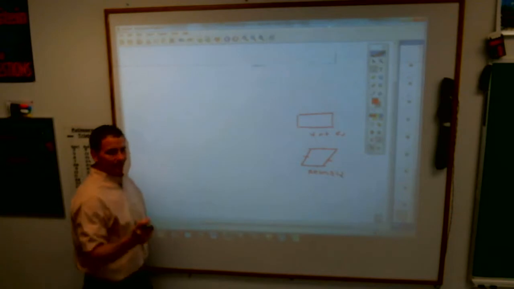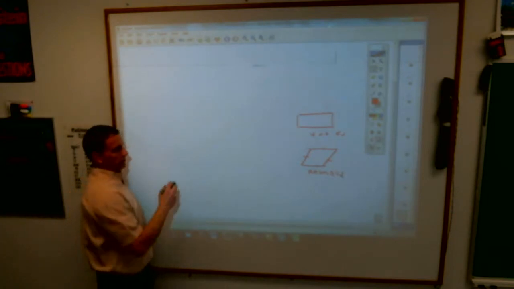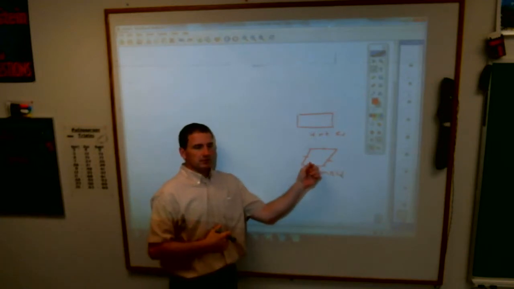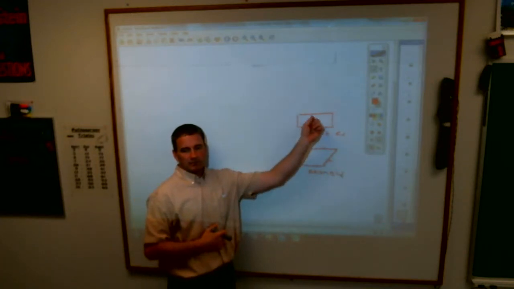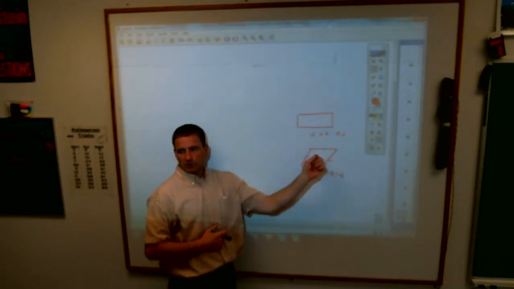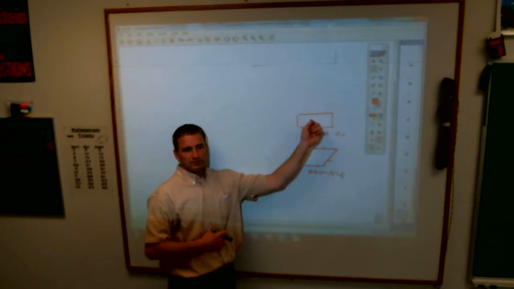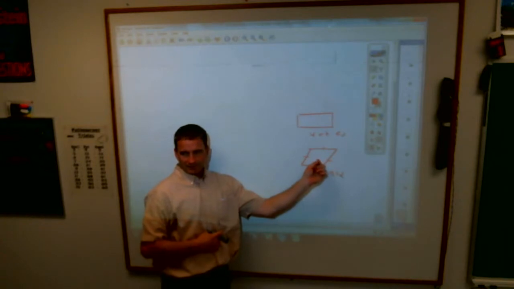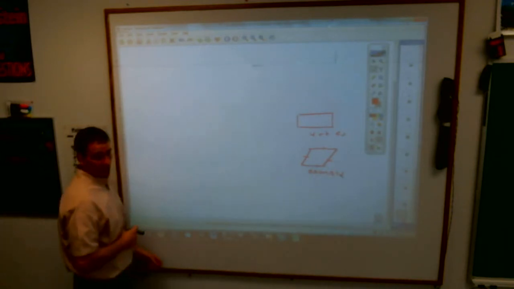If I was using a Venn diagram to show the relationship, here's the question. Could a rhombus be a rectangle? Can you have a 4 equal side thing? It's called a what? A square. Can you have a rectangle that is also a rhombus? Yes.